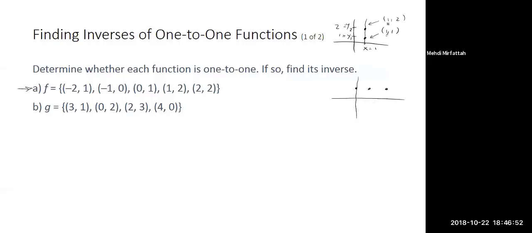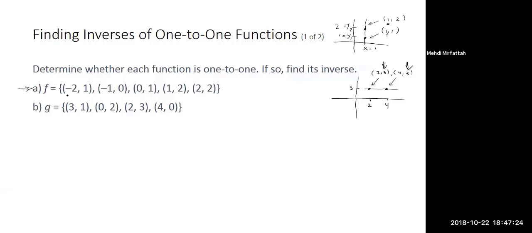But for the horizontal test, we don't want this to happen. Let's say this is 2 and this is 4 and this is 3. We don't want the two numbers to be right next to each other: two ordered pairs, 2 and 3, and then here is 4 and 3. So what we don't want is a number that repeats on the y-axis. If you see a number repeat on the y-axis, it means the points are right next to each other.